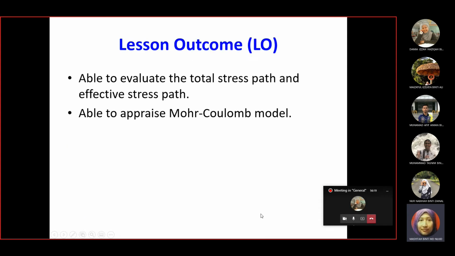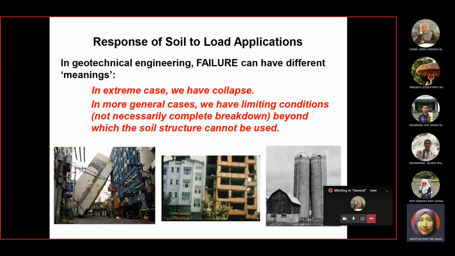Okay, these are the learning outcomes: able to evaluate the total stress path and effective stress path, able to appraise Mohr-Coulomb model. So Mohr-Coulomb model ni pun benda yang biasa kita jumpa dalam deriving the stress strain relationship ataupun the shear strength of the soil. So the formula to have the strength of the soil dia datang daripada Mohr-Coulomb failure envelope.